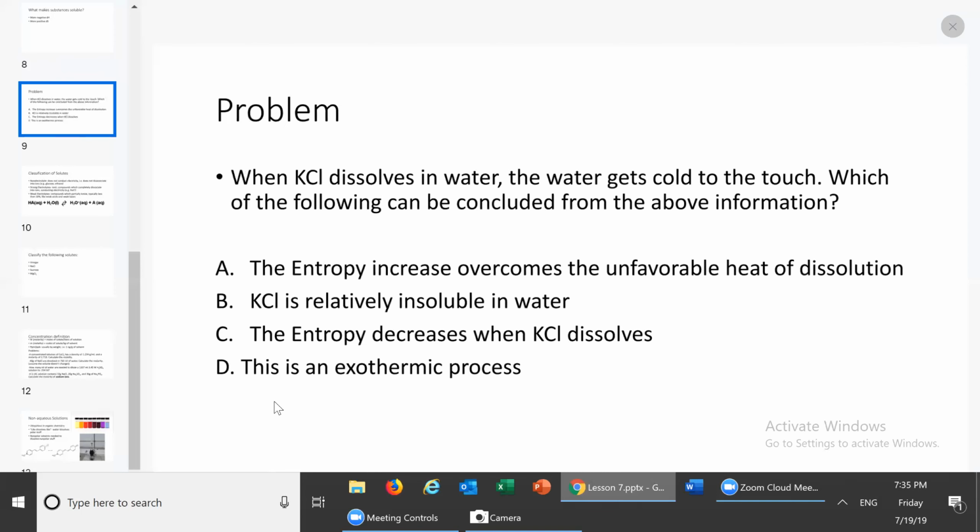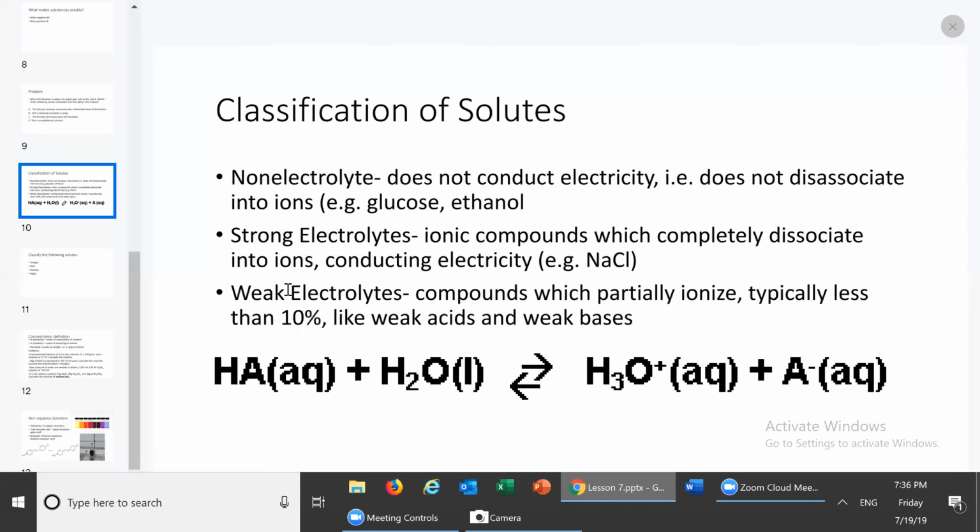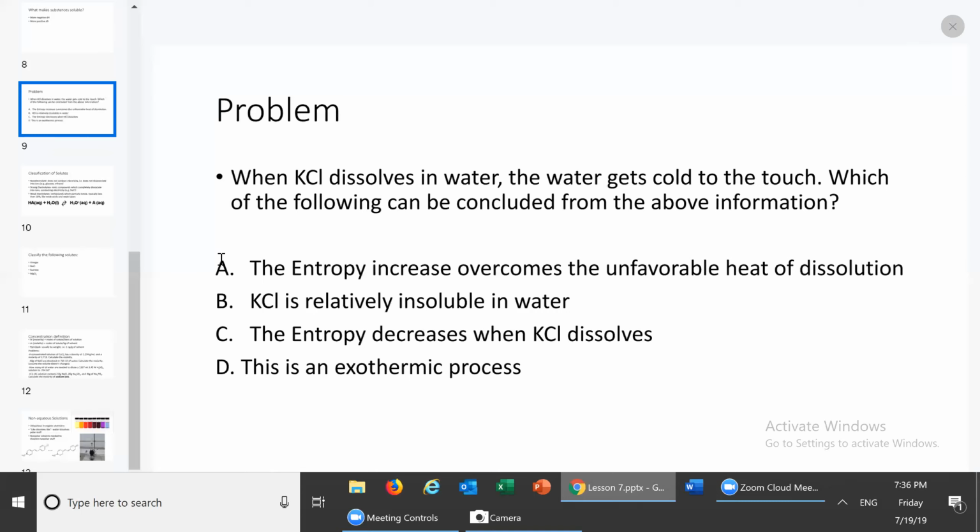So here's a problem, multiple choice. This is an example of a problem you might see on the AP exam. When potassium chloride dissolves in water, the water gets cold to the touch. Which of the following can be concluded from the above information? A, the entropy increase overcomes the unfavorable heat of dissolution. B, potassium chloride is relatively insoluble in water. C, the entropy decreases when potassium chloride dissolves. And D, this is an exothermic process. So what letter do you think it is?